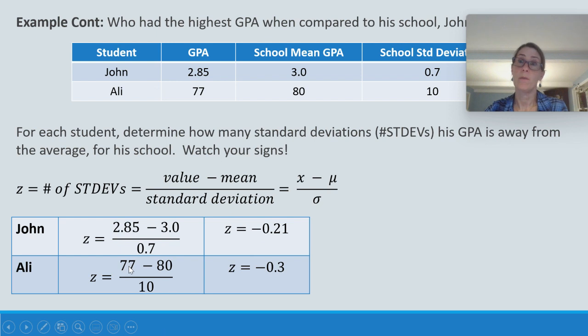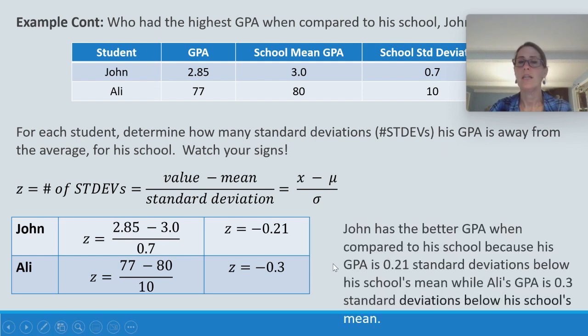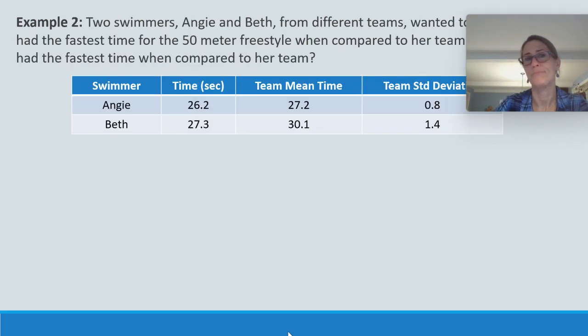Ali, his GPA was 77 minus 80 divided by 10, his school's mean GPA and school standard deviation. And he got a z-score of negative 0.3, also below the school's mean GPA. So in this situation, John has the better GPA when compared to his school because, though they're both below their individual school mean GPAs, Ali's GPA is more below than John's is. So everything is dependent on the context that you're looking at it in.